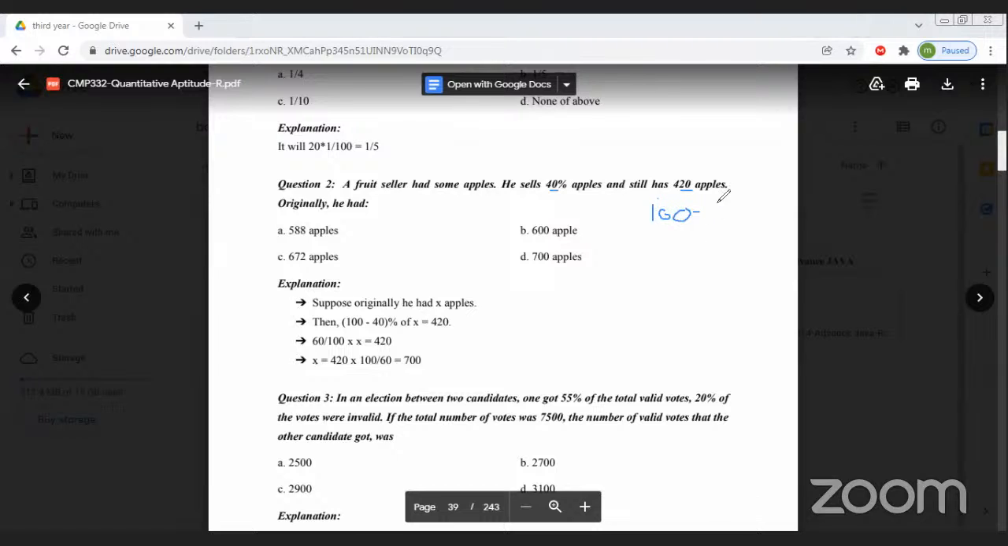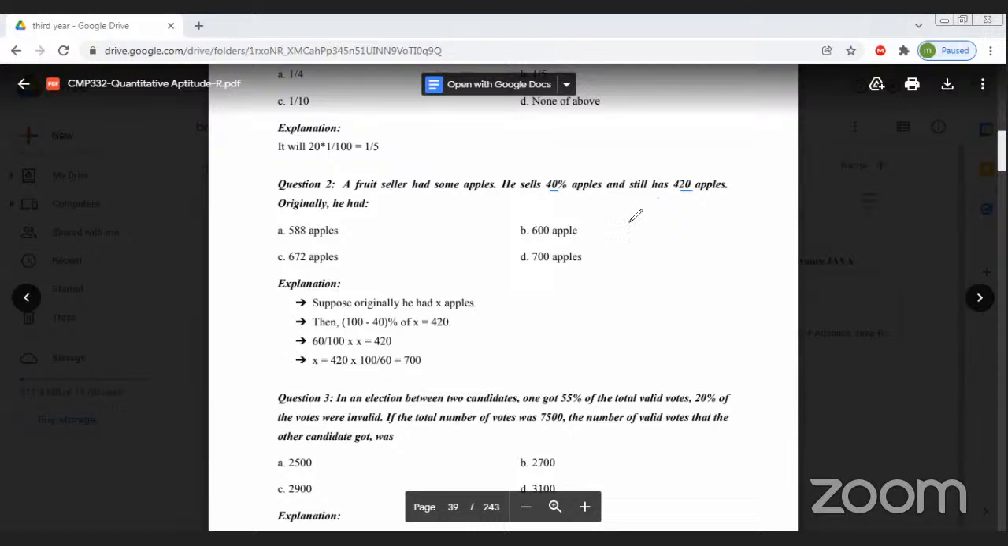100 minus 40, if I do, 60% apples are still left, and this is equal to what? 60% apples means 420 apples are left. You need to find the total apples. So how will you find it?